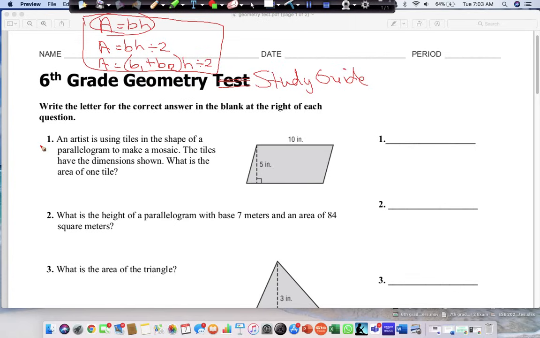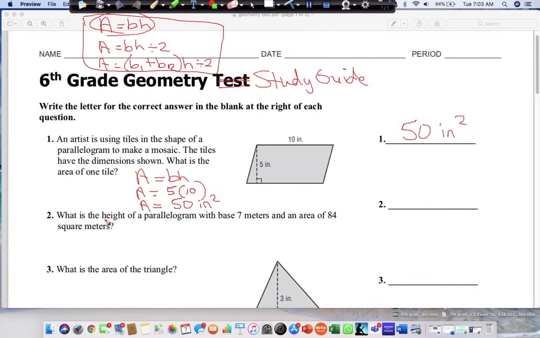Okay, so number one says an artist is using tiles in the shape of a parallelogram, so it looks like this, to make a mosaic. A mosaic is like an artistic design composed of a bunch of tiles put together. The tiles have the dimensions shown, so 10 inches by 5 inches. What is the area of one tile? To find the area of a parallelogram, we have to multiply base times height. In this case, our base and height are 5 and 10, and 5 times 10 is 50. It'll be inches squared because area is always squared, so 50 inches squared.